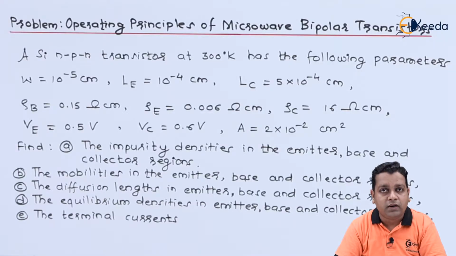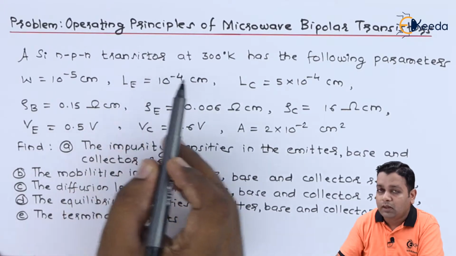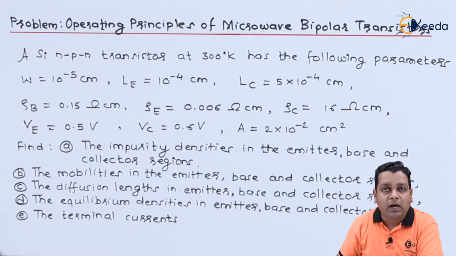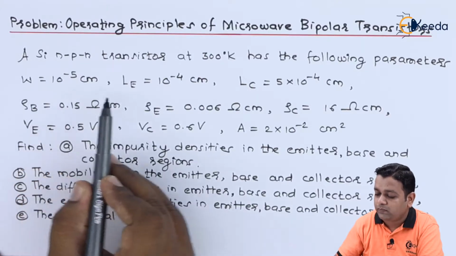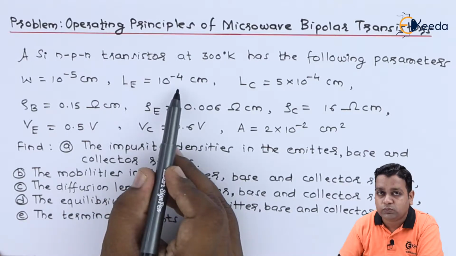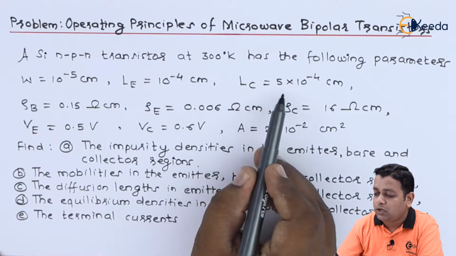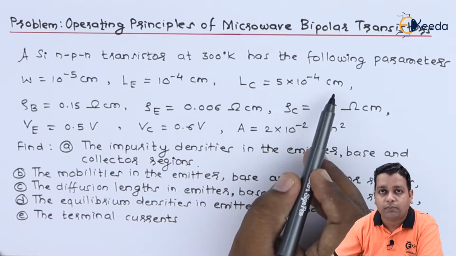So here we are provided with the problem statement. A silicon NPN transistor at 300 degree Kelvin has the following parameters. The parameters are shown by the symbolic notations. Here we have W is equal to 10 raised to the power minus 5 centimeters. Capital L suffix capital E is equal to 10 raised to the power minus 4 centimeters. Capital L suffix C is equal to 5 into 10 raised to the power minus 4 centimeters. So these are the measurements of lengths.